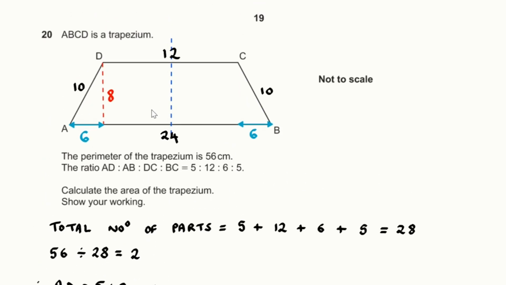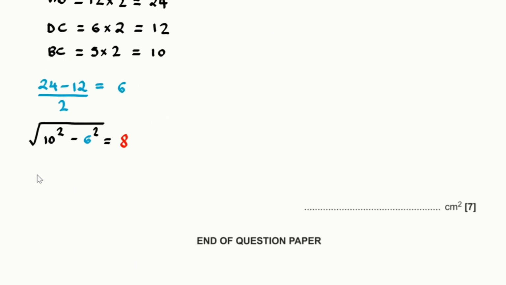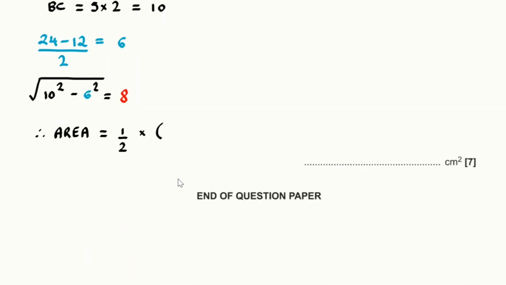So we've got 8. And therefore the area is 1/2 times the sum of the two parallel sides, 12 plus 24, times 8. Here we've got 36, so that's going to equal 144 centimeters squared.